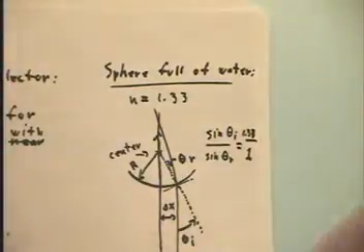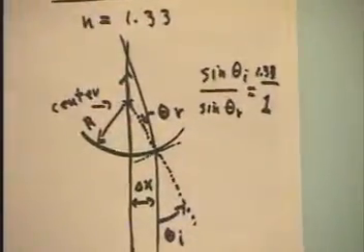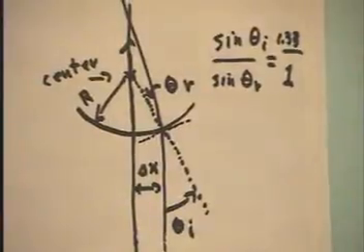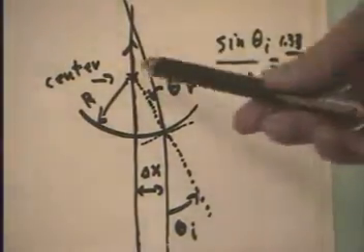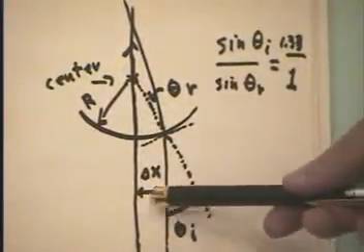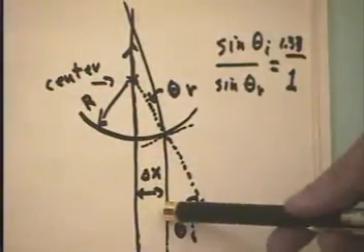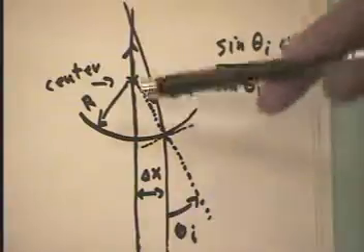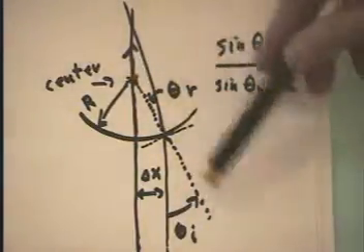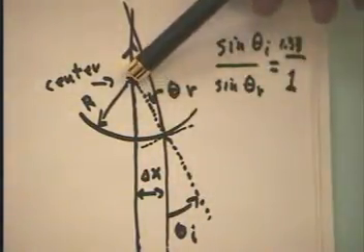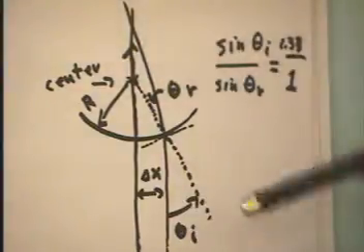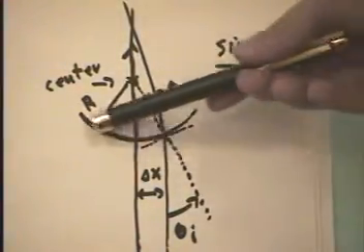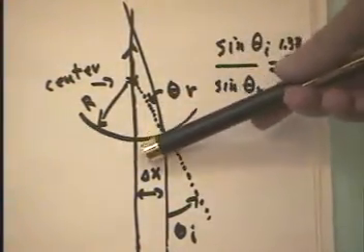Looking a little more closely at the factors that we have here, radius r, distance delta x, we have an angle theta sub i, that's the angle of incidence. The normal line is just a radial line, that's a line extending from the center on out. And it's of course perpendicular to the surface at that point, the tangent.